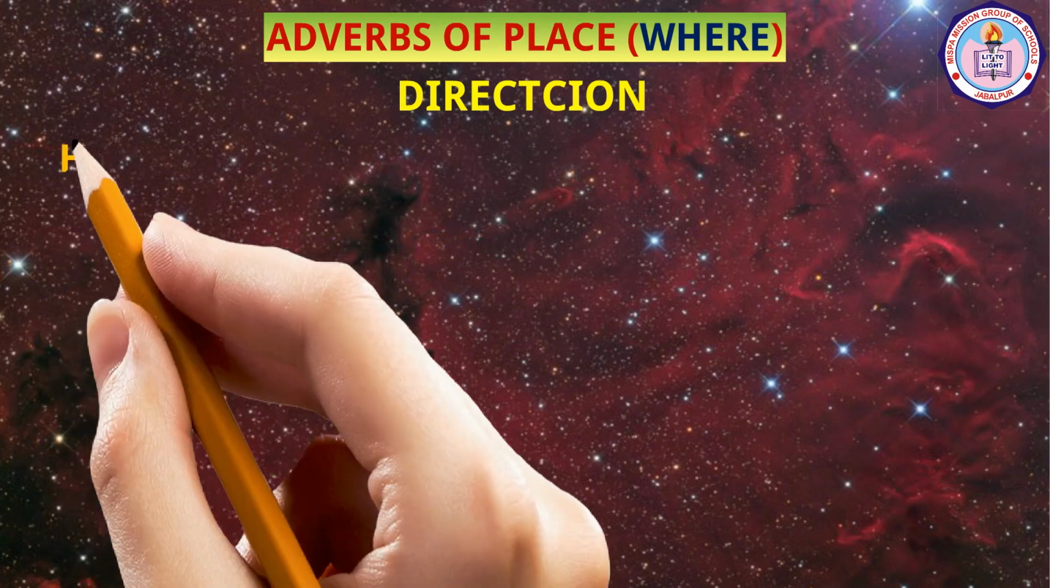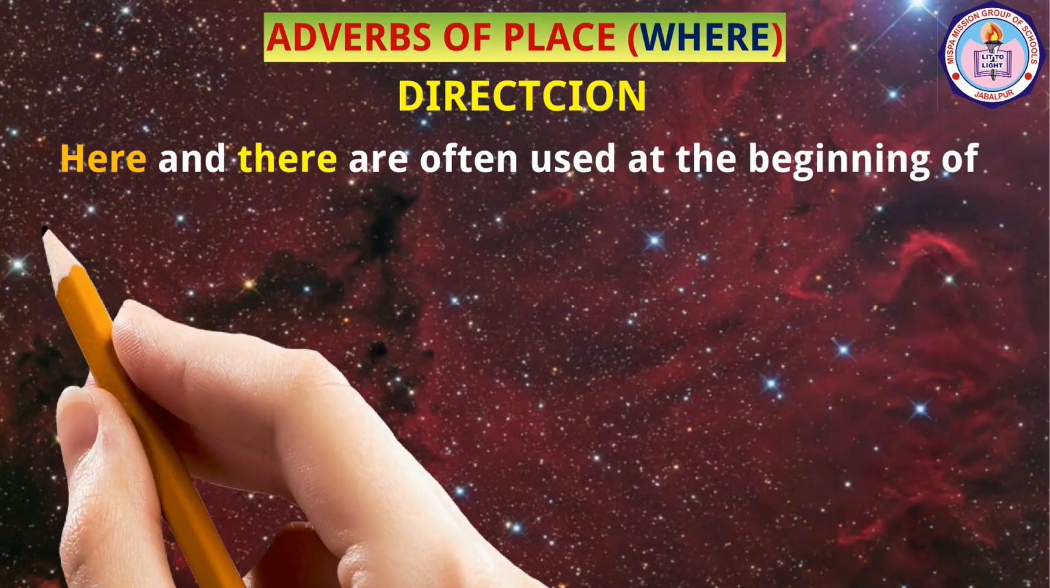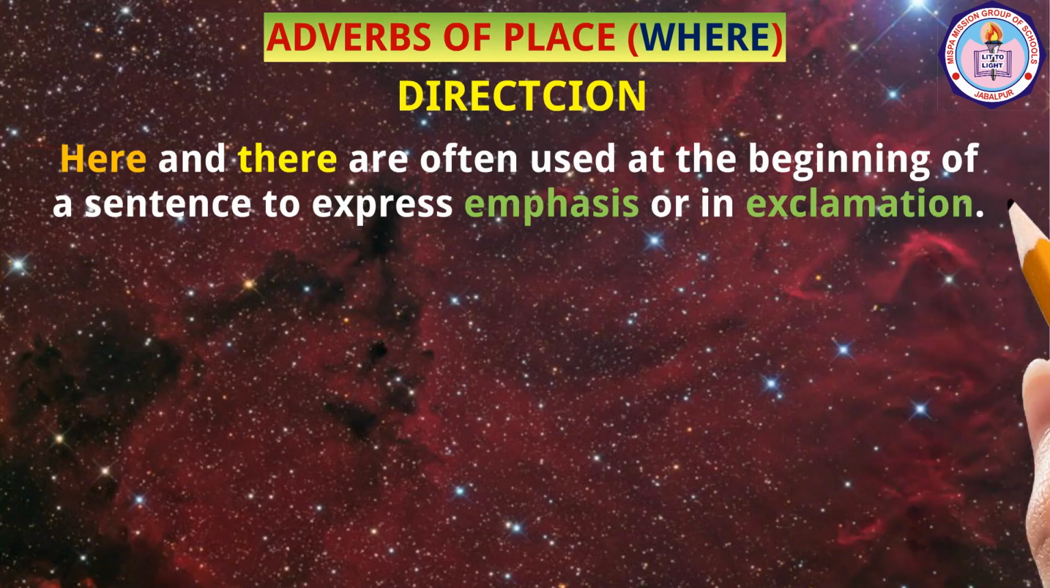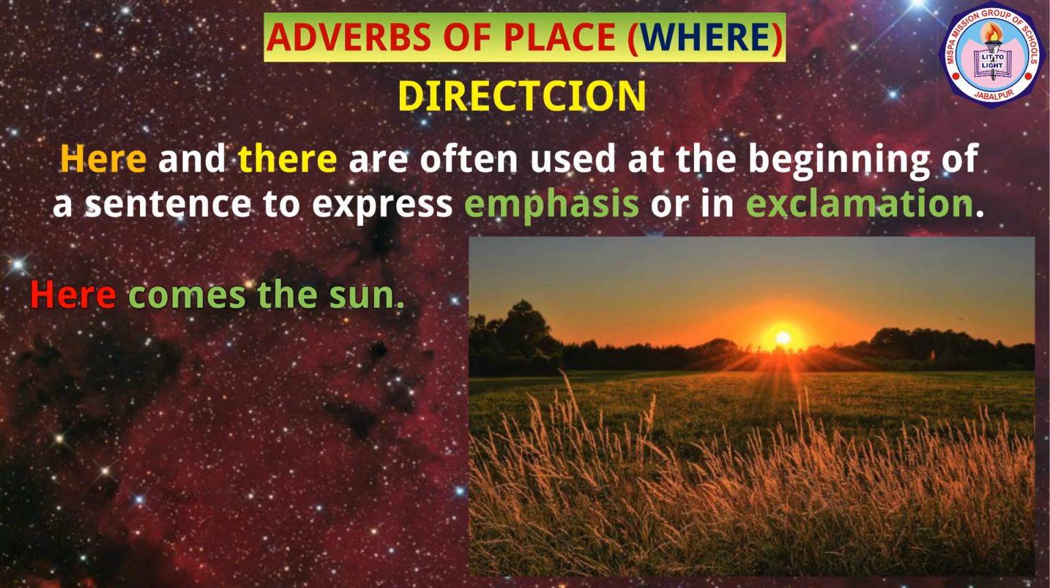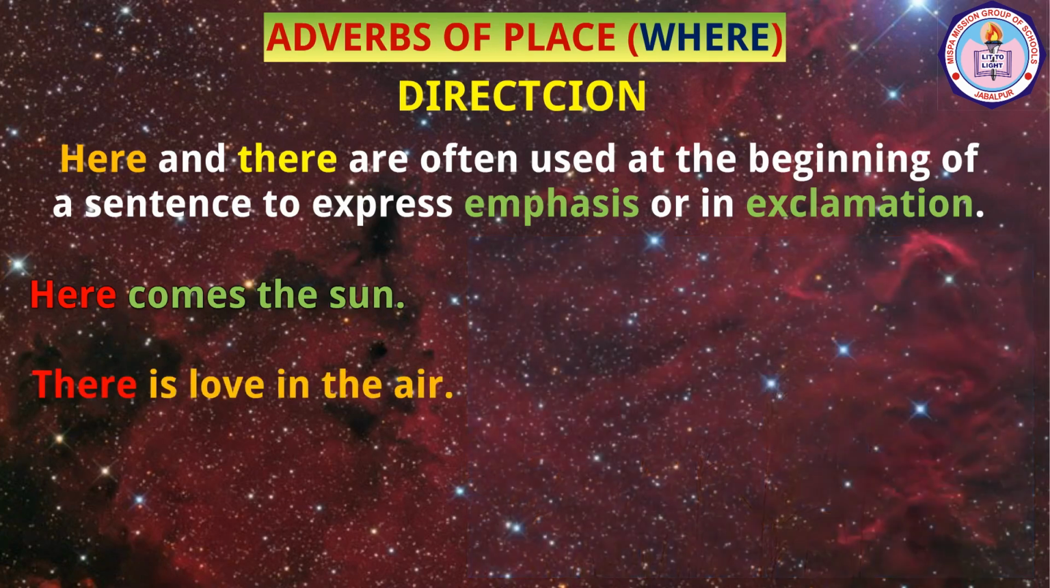Notice that here and there are often used at the beginning of a sentence to express emphasis or in exclamation. For example, here comes the sun. There is love in the air. Here you are.